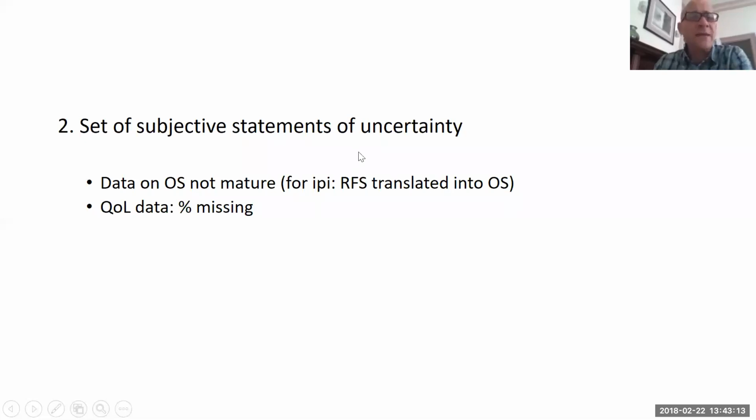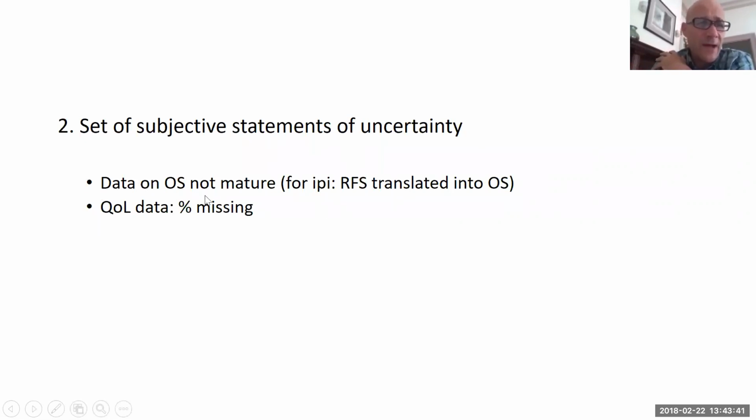So just to give a flavour of the sort of statements you might want to make about uncertainty in step two, first of all, we don't have data on overall survival because it's not mature. There is uncertainty about whether the benefit on recurrence-free survival would translate into a benefit on overall survival. But there are some studies on ipilimumab in the adjuvant setting for melanoma where benefit on recurrence-free survival did translate into benefit on overall survival. But there is some uncertainty there.